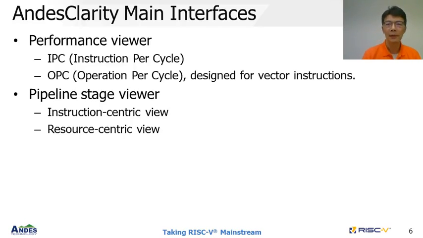In AndesClarity, there are two main interfaces. The first is a performance viewer, which displays IPC (instruction per cycle) or OPC (operation per cycle) information. The second is a pipeline stage viewer, which can be shown instruction-centric or resource-centric. The later slides will tell you what their difference is.